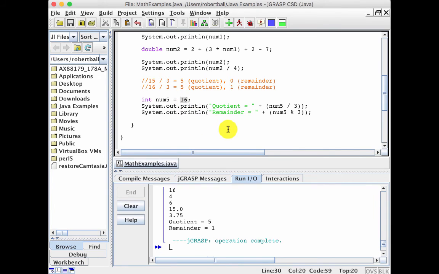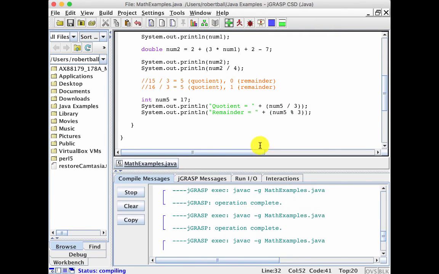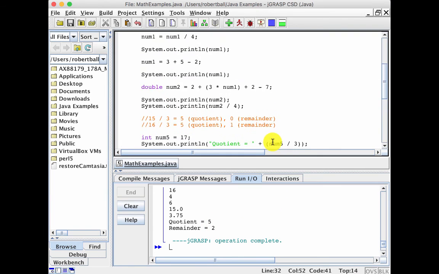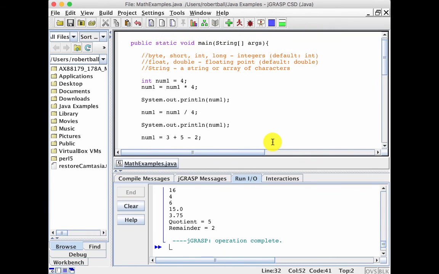Let's see here. If we do a 17, well, 17 divided by 3 is still 5, and the way that we read this would be 17 mod 3, or modular division, but everybody just says mod. 17 mod 3 will be remainder 2. Oh, there it is, remainder 2. And that, my friends, is our basic mathematics.